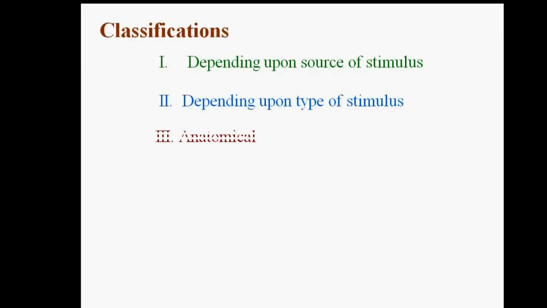When we look at the classification of sensory receptors, the first group depends on the source of stimulus, the second group depends upon the type of stimulus, and the third classification is on the basis of anatomy. These are the three basic groups of classification: first, depending on the source of stimulus; second, depending upon the type of stimulus; and third, anatomical classification.